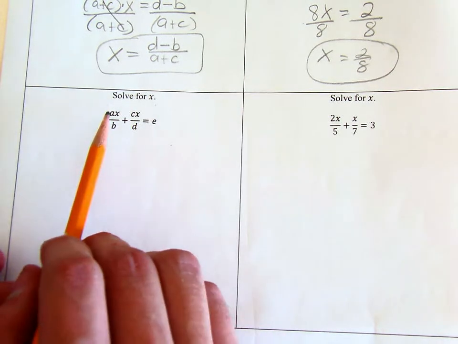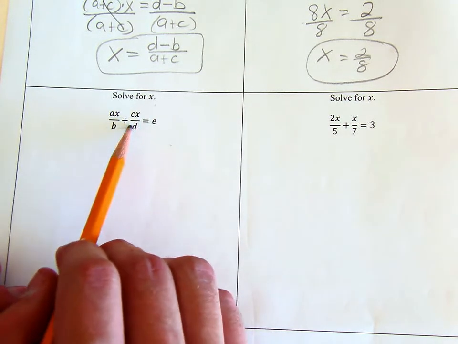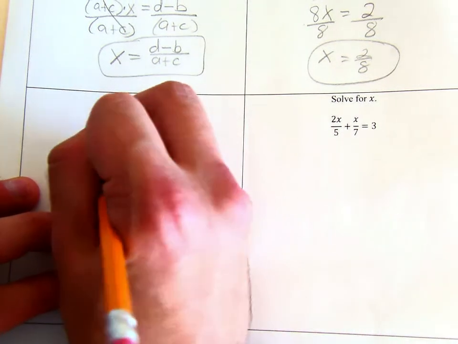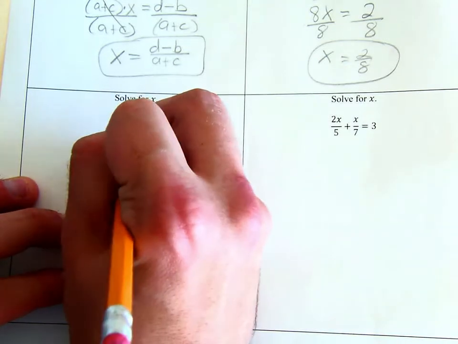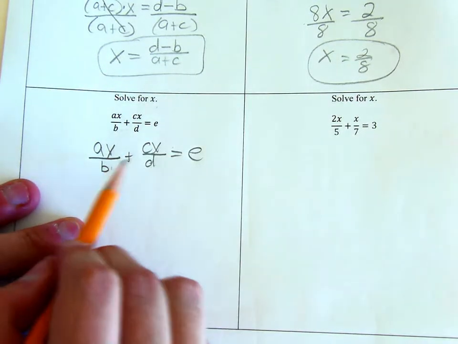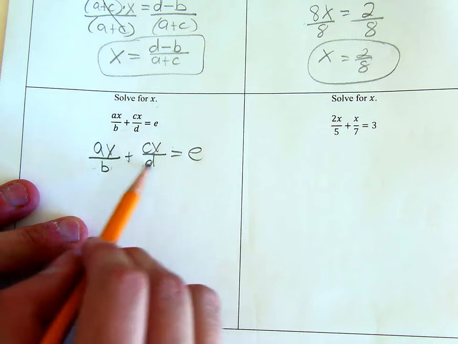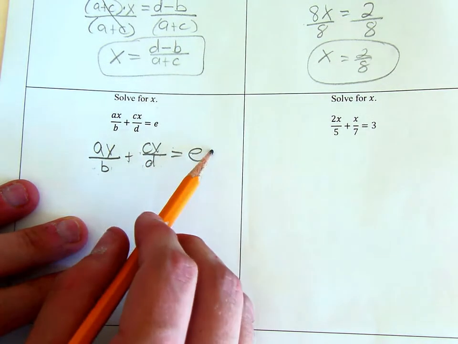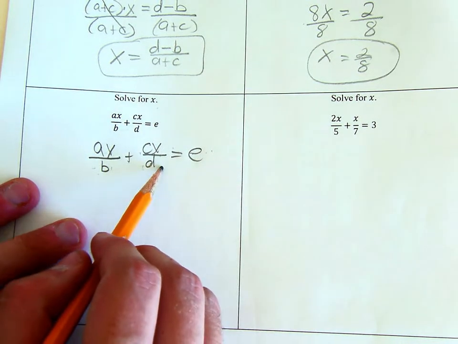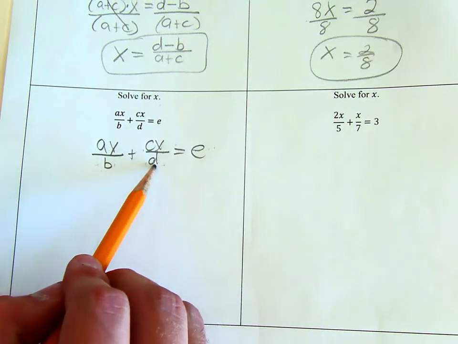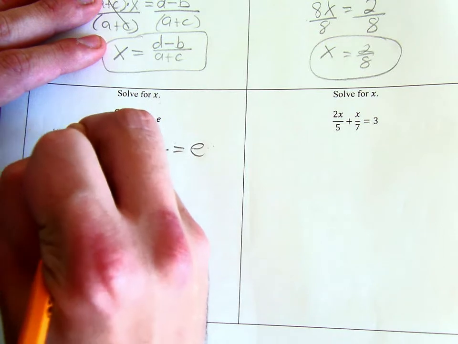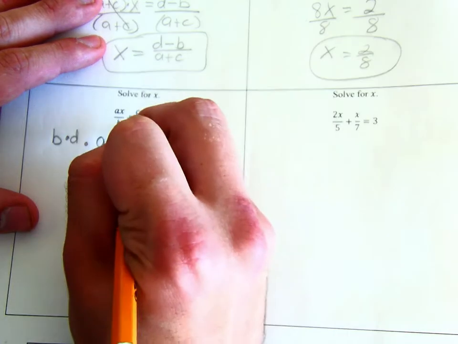Solve for x. We have ax over b plus cx over d is equal to e. So I'm just first going to rewrite the problem. Ax over b plus cx over d is equal to e. We want to get rid of these denominators. So to get rid of these denominators, we're going to multiply each term here by a common denominator. We don't know what b is, we don't know what d is, but to find a common denominator, we could just multiply b by d. So I'm going to multiply each term by b times d.